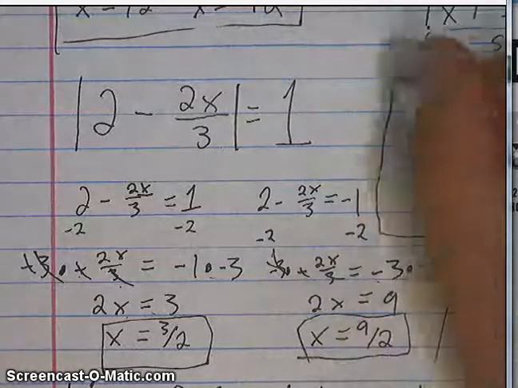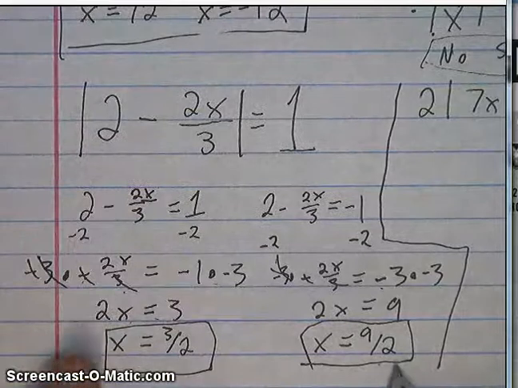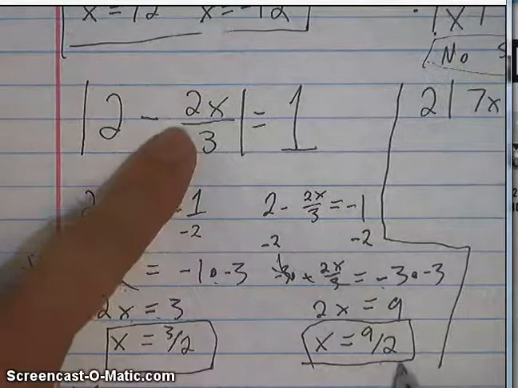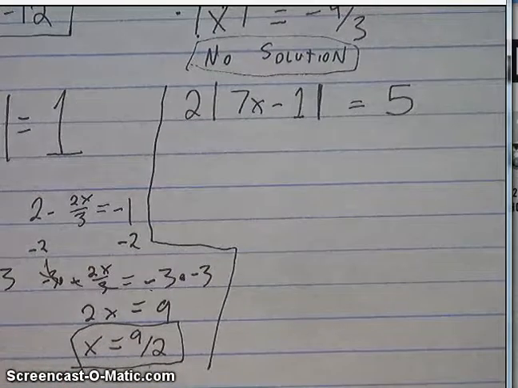And you should always plug those solutions back into the original equation to make sure that they work. That's how you double check your work. Plug it back in and make sure it spits out 1 when you plug it in. These both are correct. All right, let's keep going.